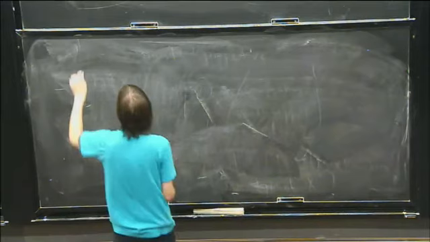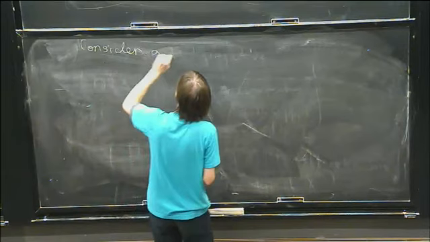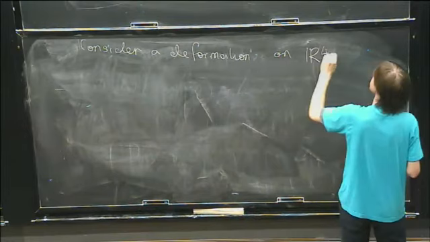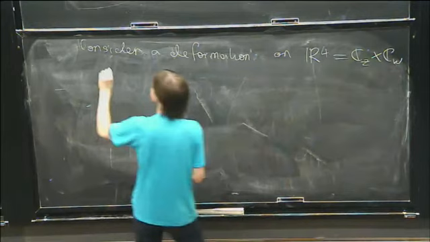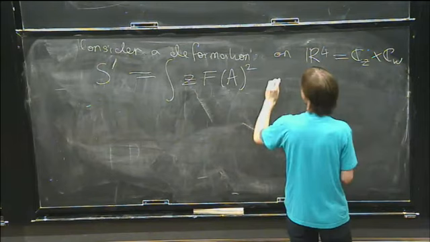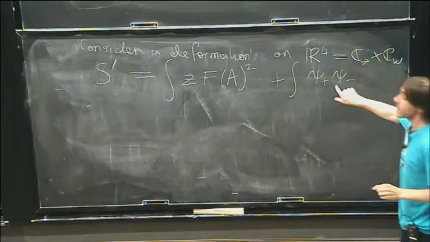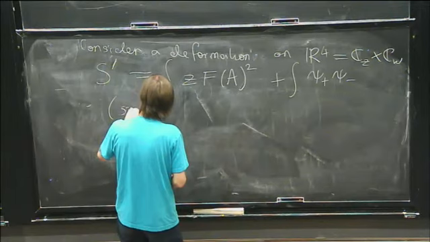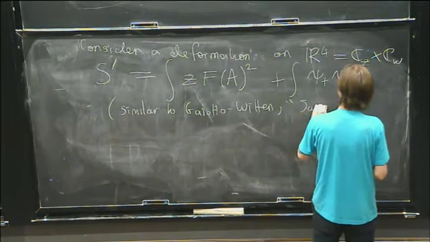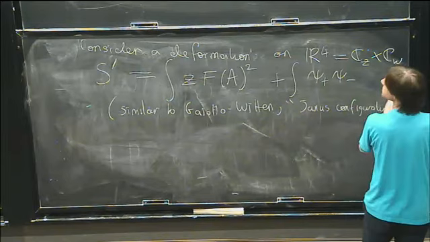And we're going to consider a deformation. So say we work on R4, which we'll think of as C2. The deformation S prime is like a varying theta angle plus some mass terms for the fermions. And this is the same class of deformations that Gaiotto and Witten considered in their paper on Janus configurations. That's the deformation, not the deformed action. So then S plus S prime is the deformed action.